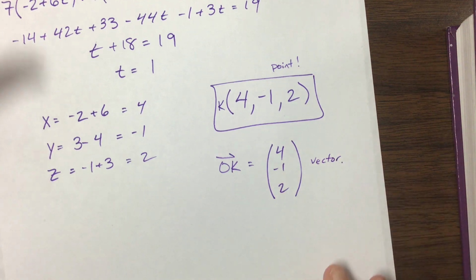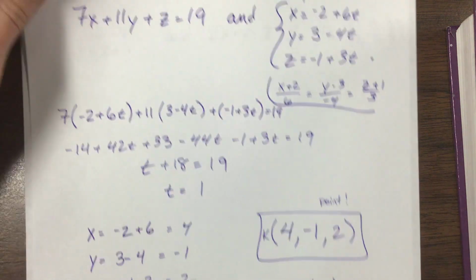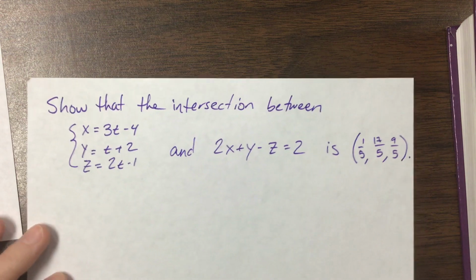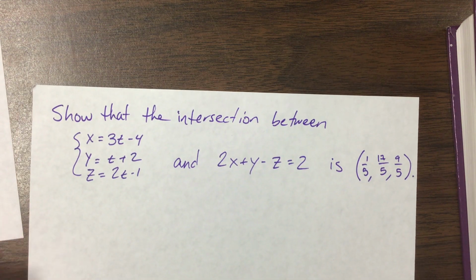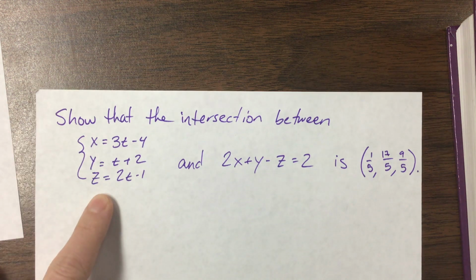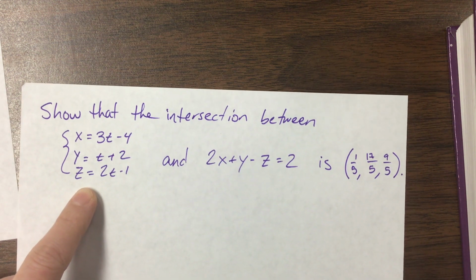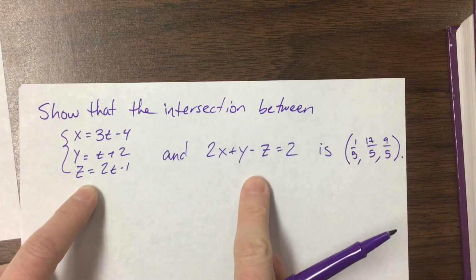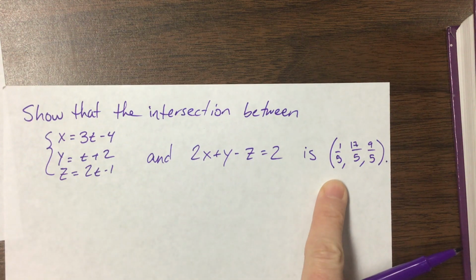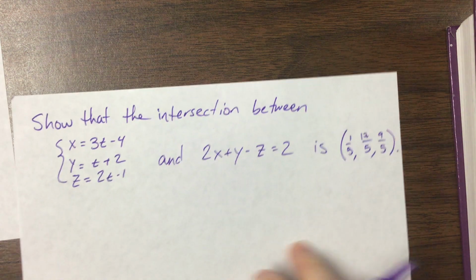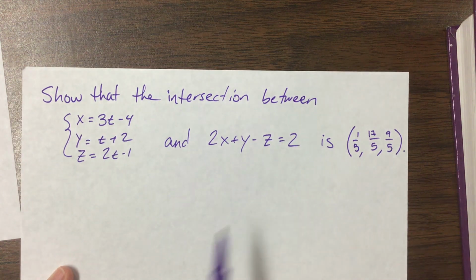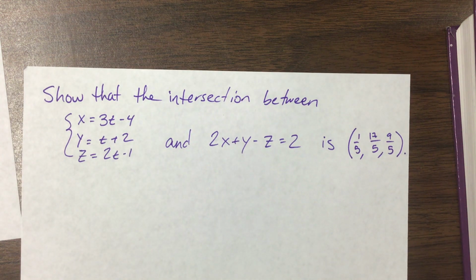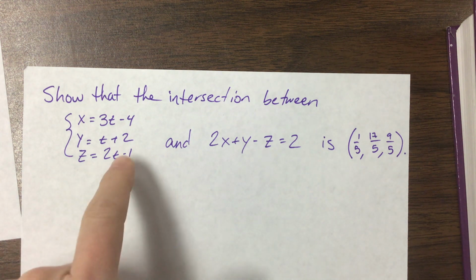Hopefully that's helpful. What I would suggest is that you prove this one right here. Pause the video. It says, show that the intersection between this line, which I left in parametric form for you, and this plane is this point. If you don't get this point as your final answer, you did something wrong. So do your work. I'm probably not going to do it for you, but if you don't get this, you didn't find the intersection correctly.